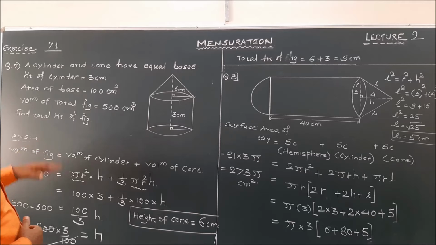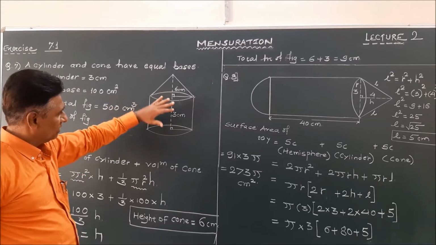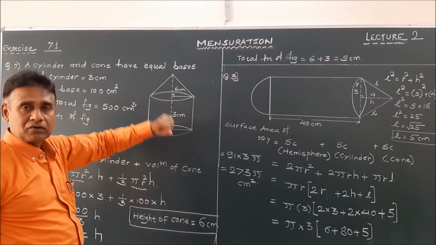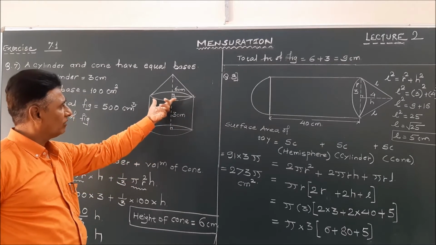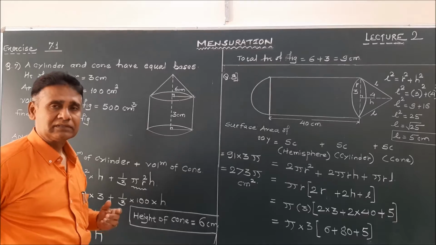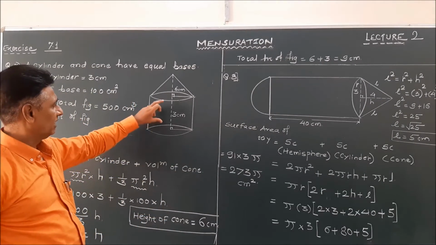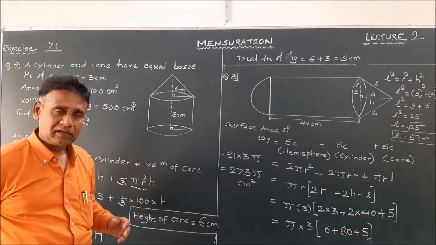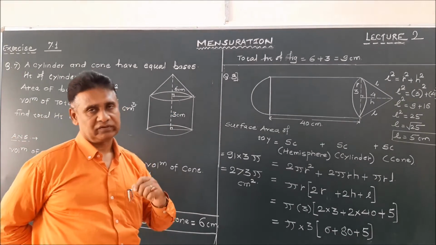Now let's see question number 7, exercise 7.1. A cylinder and a cone have equal bases. So you will surely find this is the cylinder, this is the cone. They have equal bases, and the area of their bases is the same, given as 100. Then the height of the cylindrical part is given as 3. But the question is to find the total height of the figure.